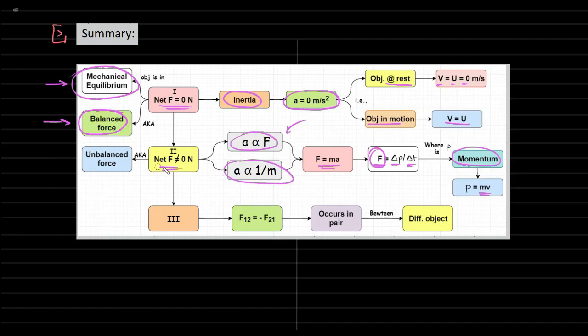This is about your first and the second law. You need to pause and write all of this. Don't write this part. Write till this part.